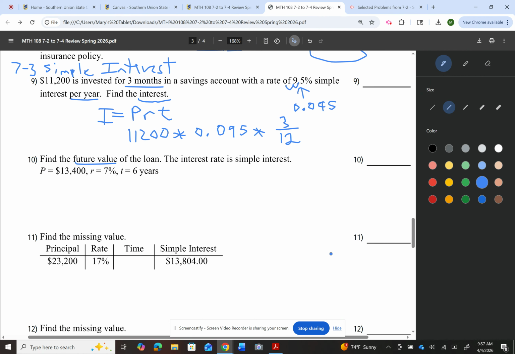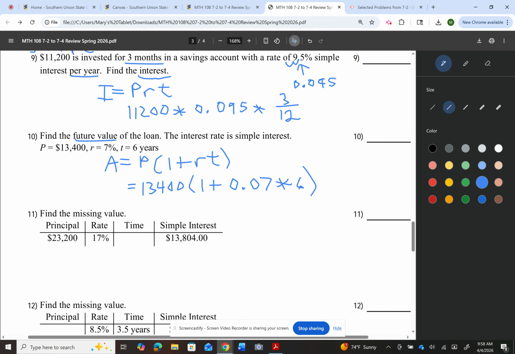So we could just go to the formula that gives us that, which is this one. In place of the P, we'd put the 13,400. In place of the R, we'd change that to a decimal. The 7% would be 0.07. Time is in years, so we just have to multiply by 6. And that's it, and we're finished.